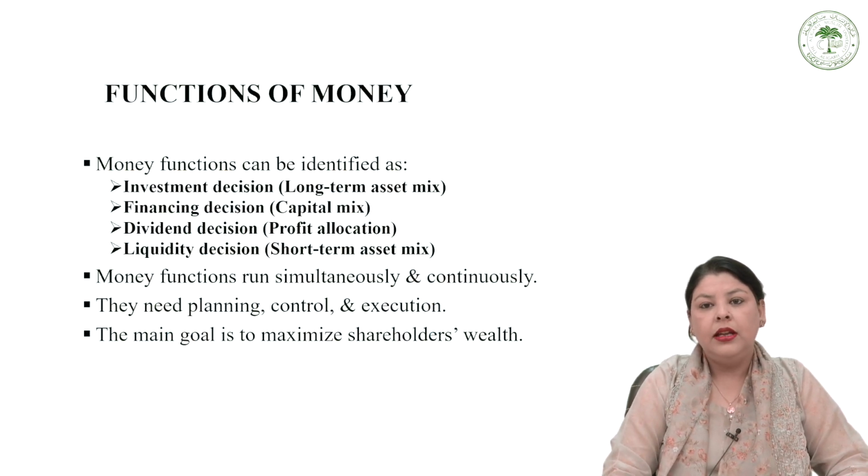Moving on to the next topic, let's talk about the functions of money. In business, finance often overlaps with production, marketing, and other activities, but money functions can still be clearly identified. There are four important money functions. These are investment decision, financing decision, dividend decision, and liquidity decision. It's important to remember that these functions don't happen one after another. They happen simultaneously and continuously. They also require proper planning, control, and execution. And above all, the ultimate aim of every financial decision is to maximize the wealth of shareholders.